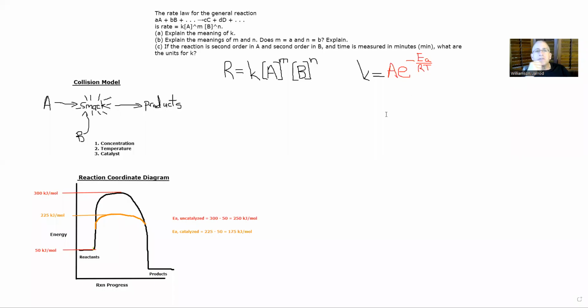Okay, this is Dr. Williamson going over a problem, the kinetics problem. It says the rate law for the general reaction A plus B plus blah, blah, blah goes to C plus D plus blah, blah, blah. So we're just taking a simple one where we have two reactants going to products. Then it says explain the meaning of lowercase k. B, explain the meaning of lowercase m and n.